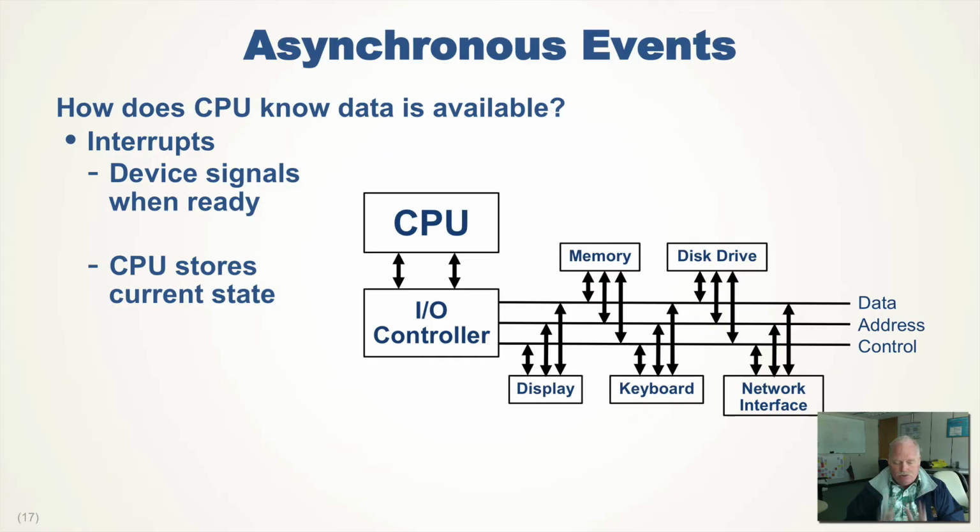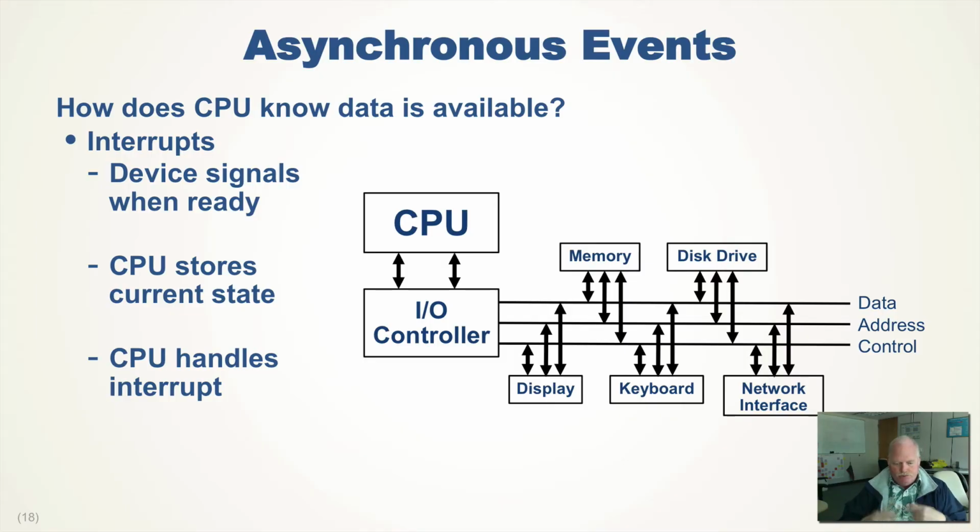So I need to store what I'm doing now. So it's got to store the program counter and all the registers so it remembers where it was and all the stuff it was doing. It can then run a little program to handle the interrupt. For example, if it's a disk saying I've got data for you, we could then run a little program to move the data from the disk drive into memory, or vice versa, back out.